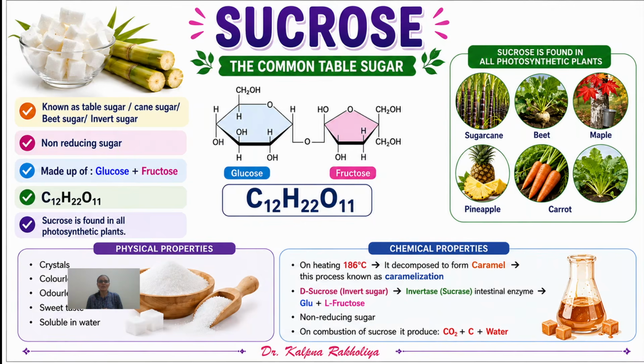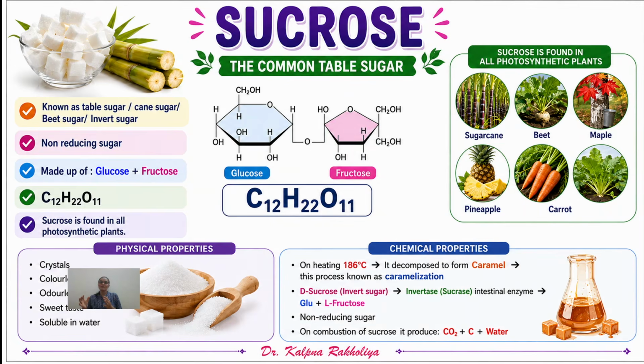Sucrose is also called common table sugar, cane sugar, beet sugar or invert sugar. It is a non-reducing sugar. It is made up of glucose plus fructose. This is the formula of sucrose. Sucrose is found in all photosynthetic plants, mainly present in sugarcane, beet, maple, pineapple, carrot, etc.